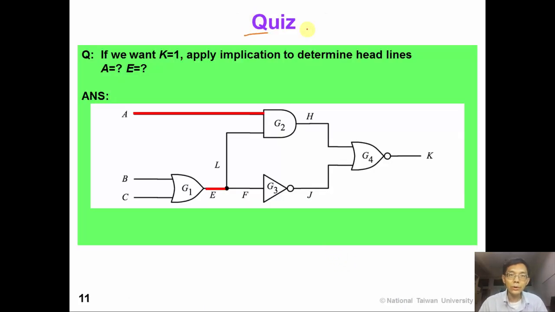Now, it's time for you to work on this quiz. Suppose we want to control K to 1. Please apply the implication to determine the value of head lines A and E. Now, please pause the video and work on this quiz.